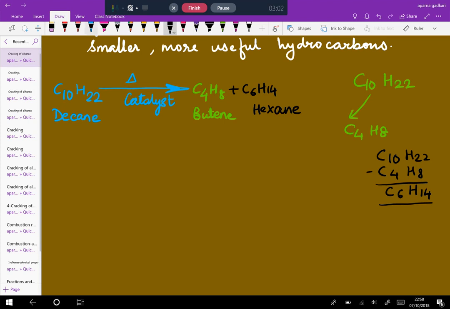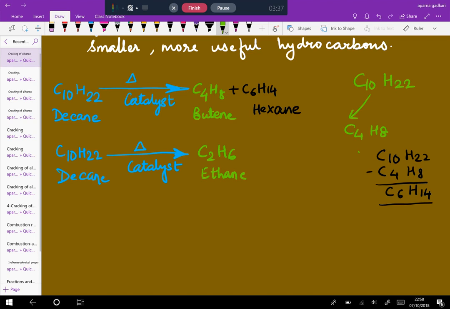It is also possible that this decane C10H22 can break into something else. Upon thermal decomposition, again heat, catalyst, the products can be different. It can be C2H6, and this is an alkane, and this is ethane.